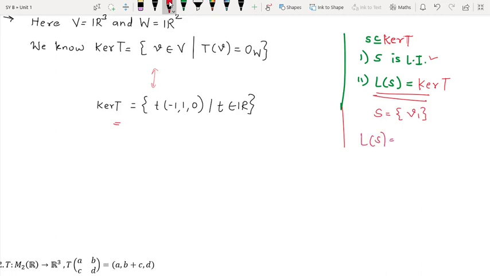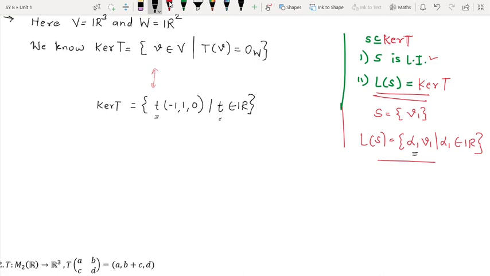Our linear span of S is the set of all alpha 1 v1 such that alpha 1 belongs to what? R. Now just try to compare this set and this set, then you will understand. So the notation doesn't matter, right? Here the notation t has come, but here the notation is alpha 1. That doesn't matter because it should be a real number ultimately. And our t is a real number, right?